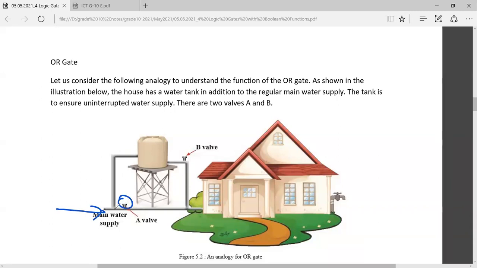You can go and operate this one. And here what you have done is, you are having the water tank. From the main supply, the water will be filling this tank. And here also you are having a valve. With the help of this valve, you can supply the water to the house.